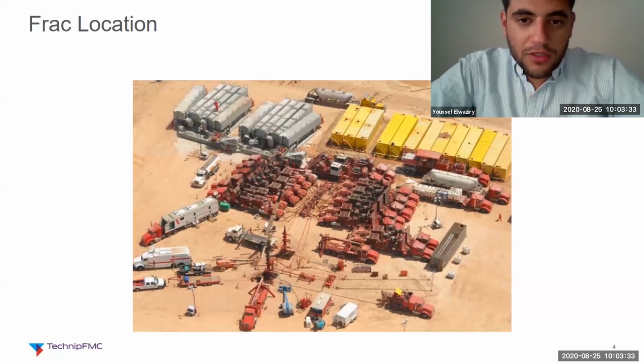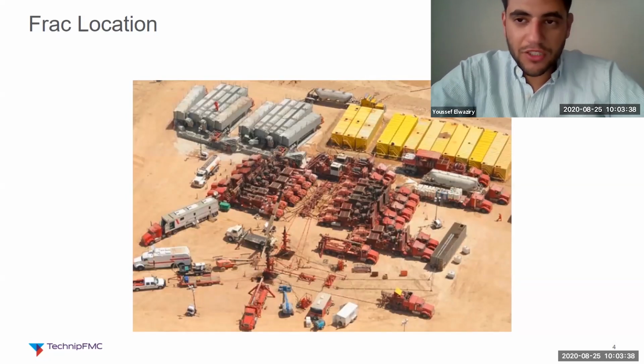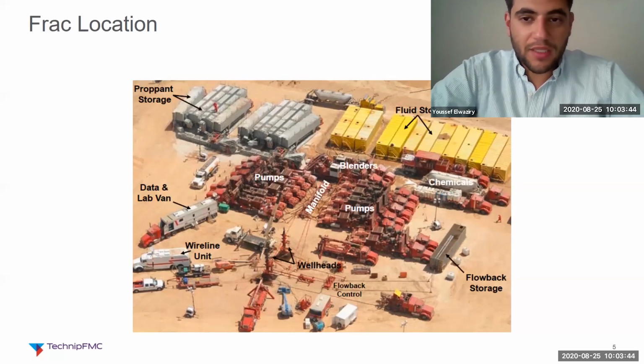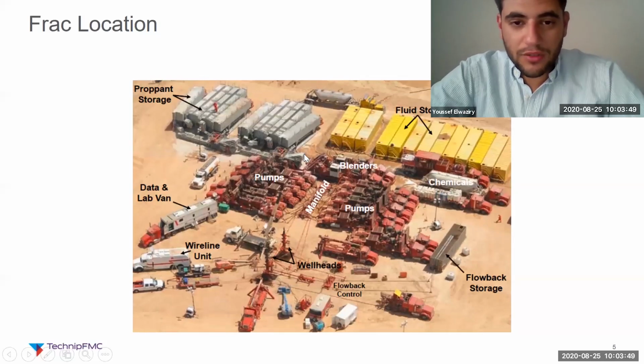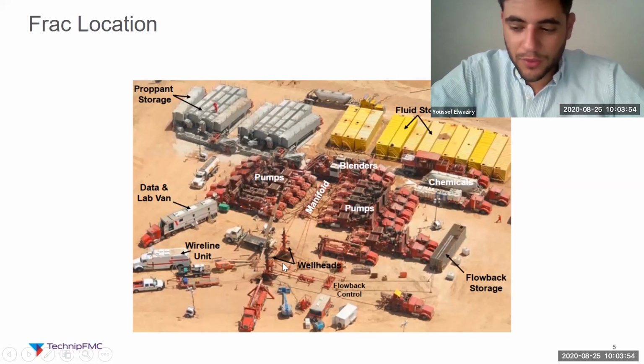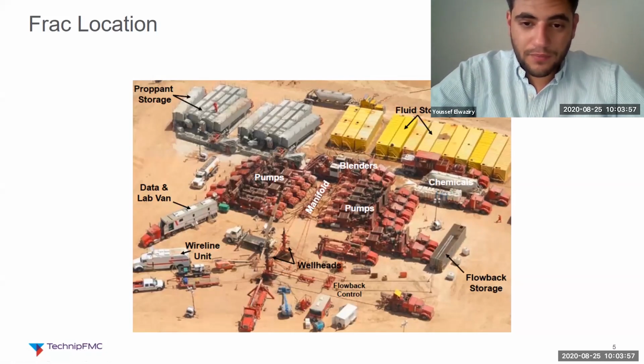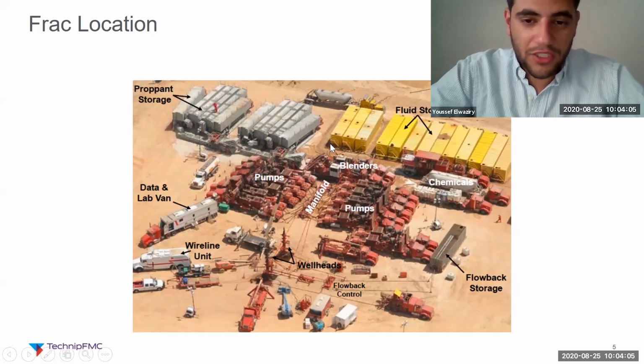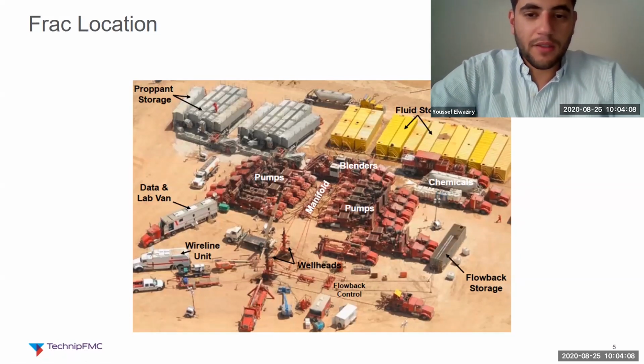This is what a frac location looks like. This is a typical example of a frac location, but that's not the only frac location site you might see. We might be seeing fluid storage, proppant storage, blender. These are the pumps, and this is the wellhead where everything is pumped inside of the wellhead. We will discuss in this session basically the different components of this frac location and just to understand how fracking is being done.